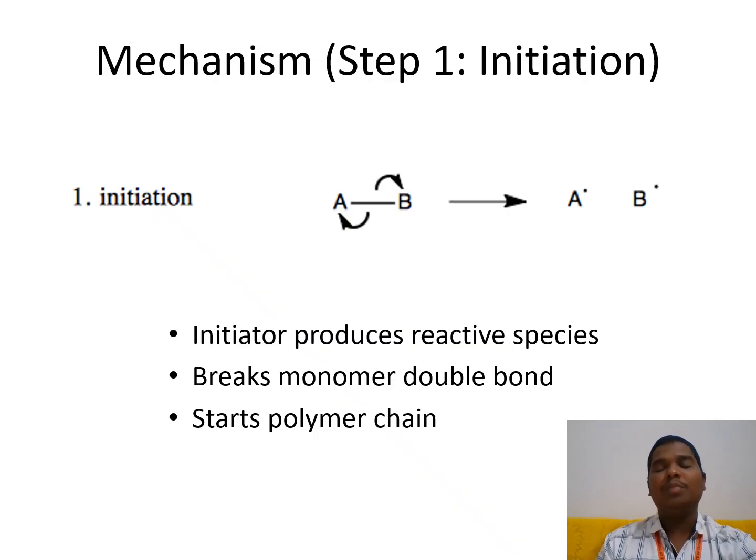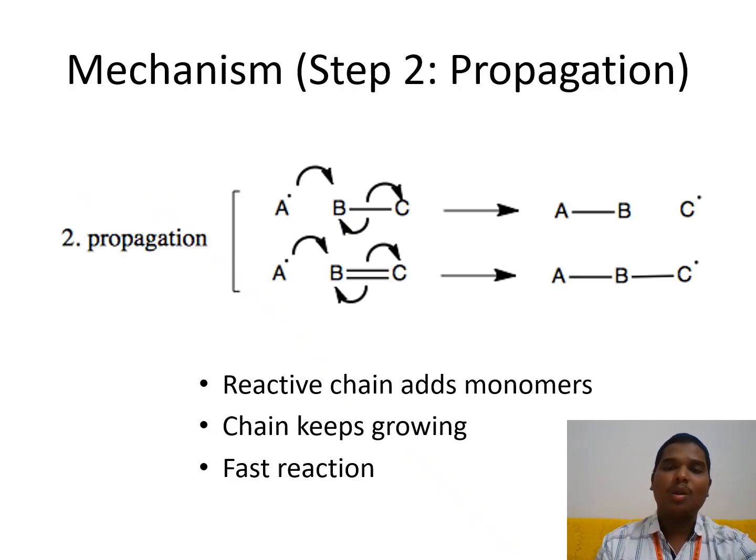Next, we'll look at the propagation step. In propagation, the active monomer reacts with another monomer, forming a long chain. This process continues many times. Thousands of monomers may join in a single polymer chain as long as free radicals are available. This is the important part of the propagation mechanism. The chain keeps growing rapidly.